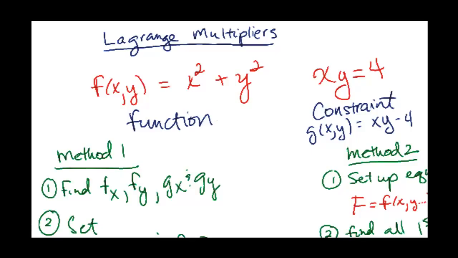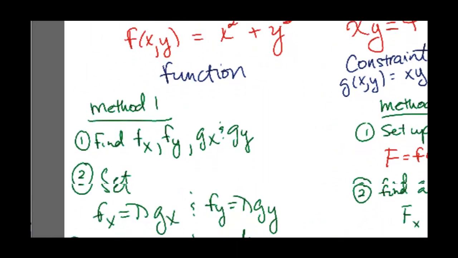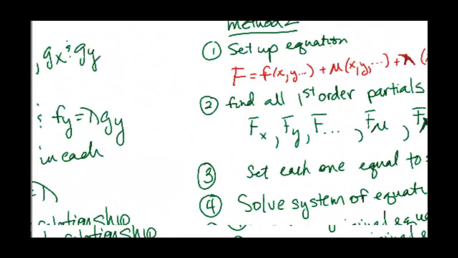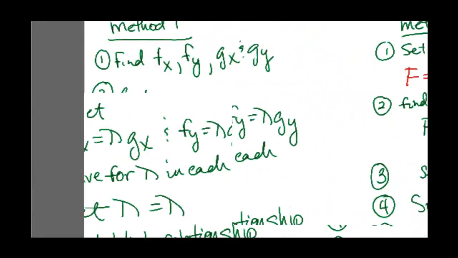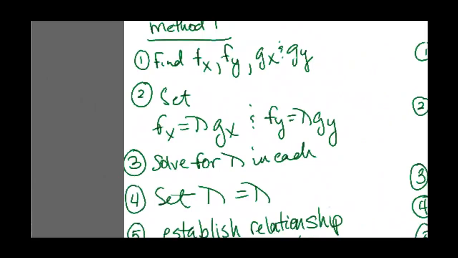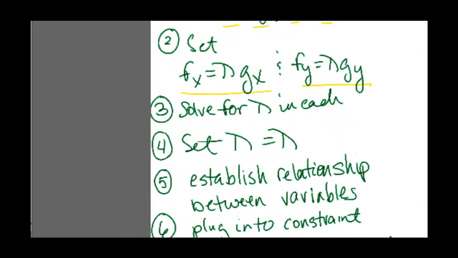And when you're doing these problems, there are two basic approaches you can use. One is better for a single constraint. Method 2 is better for multiple constraints. So let's look at method 1. Method 1 is quick and simple, to the point. You just take all the first order partials, fx, fy, gx, gy, and set these two relationships up. Fx is equal to lambda times gx, fy is equal to lambda times gy.